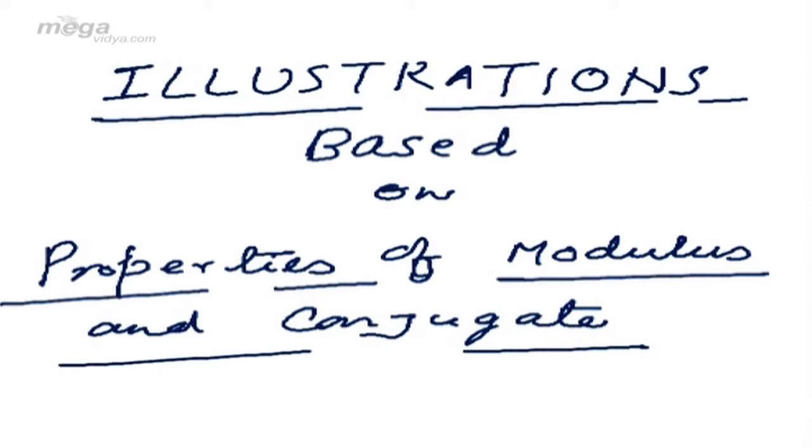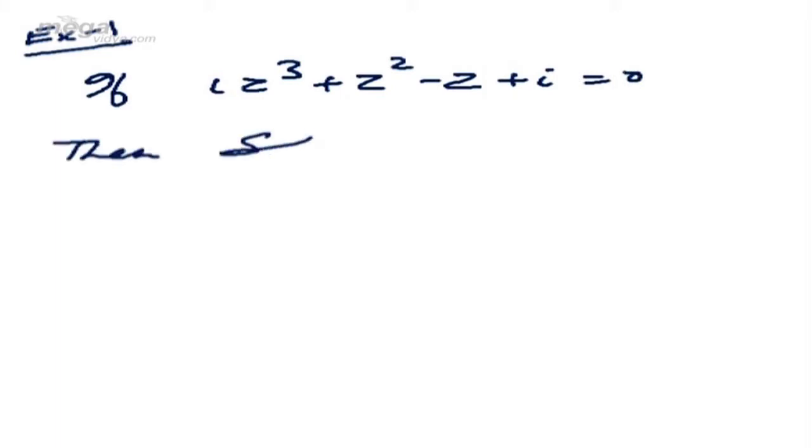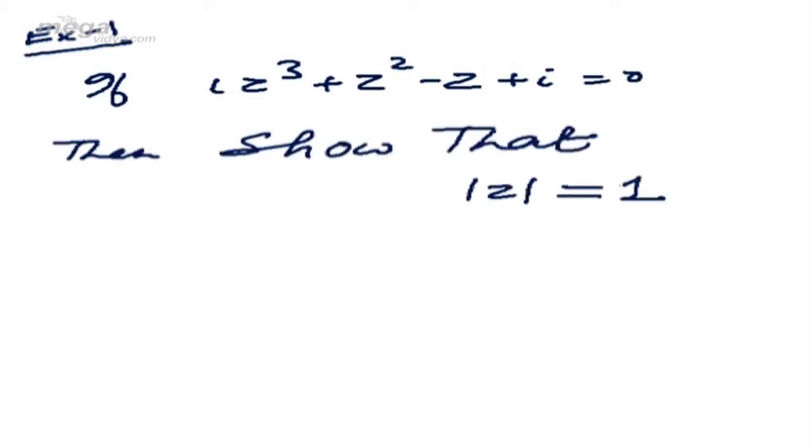Now we will do some illustrations based on properties of modulus and conjugates. Now let us come to the first example, that is, if iz cube plus z square minus z plus i is equal to 0, then show that mod of z is equal to 1. Now look at the solution.